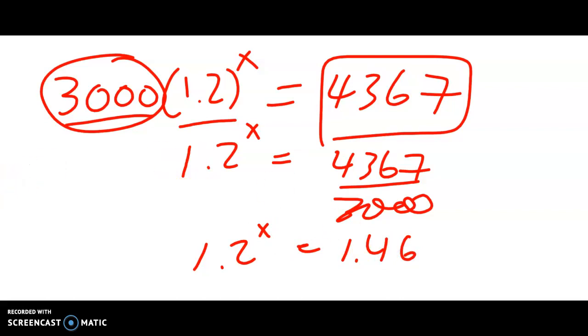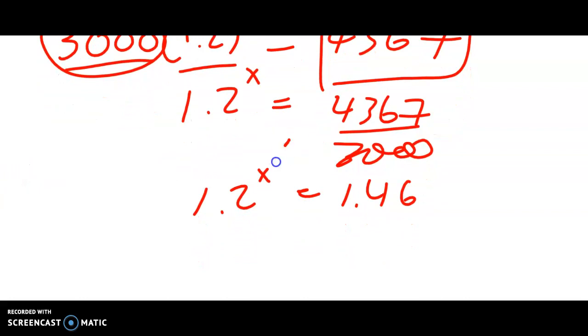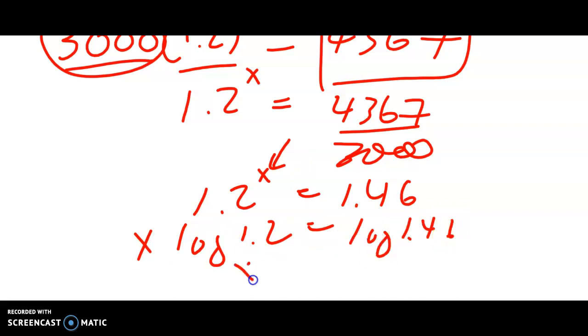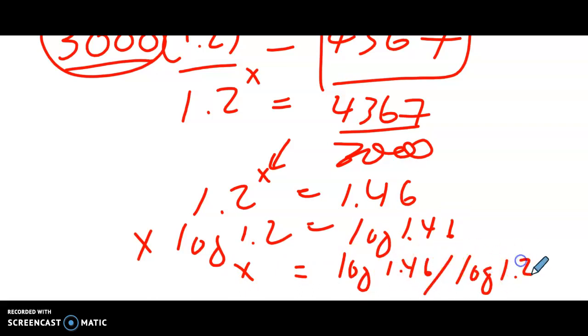Now I just want to figure out the value of x. I go from 1.2 to the x equals 1.46, and to do that I use the log. So x is equal to log 1.46 divided by log 1.2. Grab your calculator and hit log 1.46 divided by log 1.2 equals, and you're going to get x is equal to, in this case, 2.08. Whatever the units are, years or minutes, my answer is 2.08.